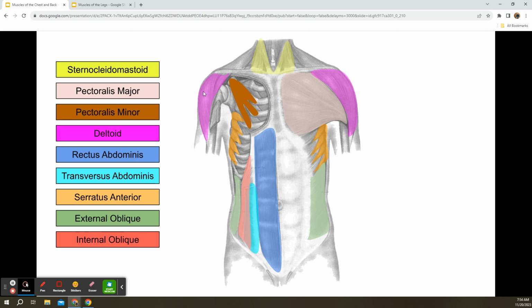Next, let's take a look at the deltoid again. Your deltoid's origin point is going to be the scapular spine and the clavicle, and it helps abduct your humerus.